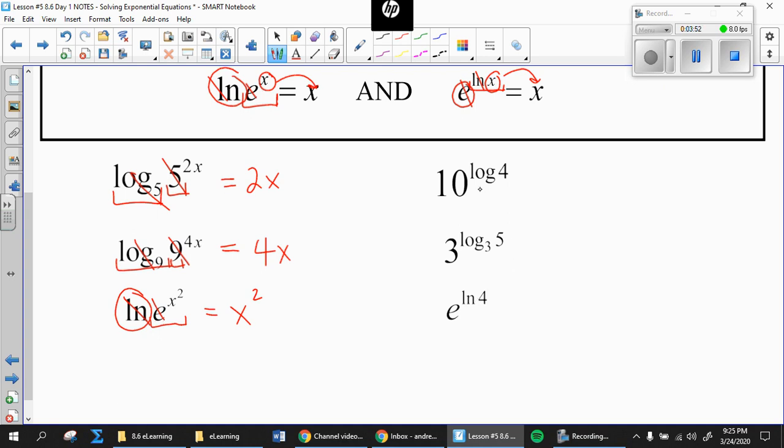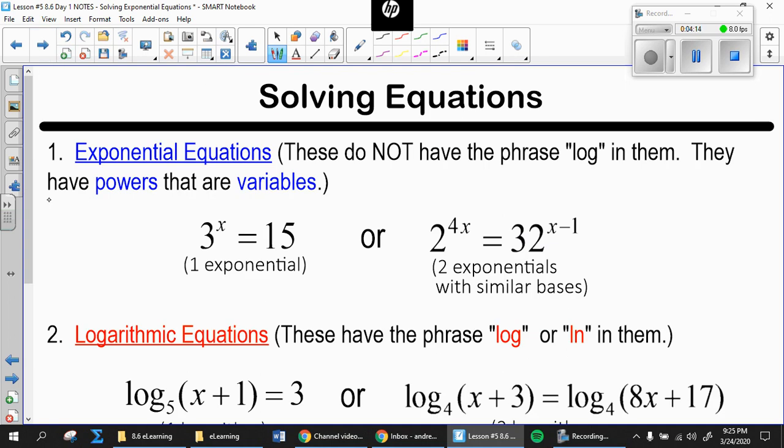Same thing over here. Log base 10, exponential base 10, leaves me with 4. Log base 3, exponential base 3, leaves me with 5. Log base e, exponential base e, leaves me with just 4. So what we're going to look at the next couple of days is just exponential equations. We'll talk about logarithmic equations later. When we have exponential equations, it's just like you would think it is.